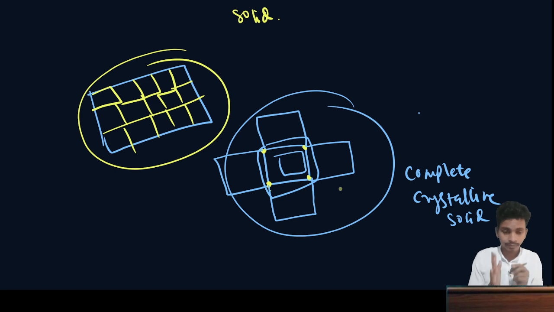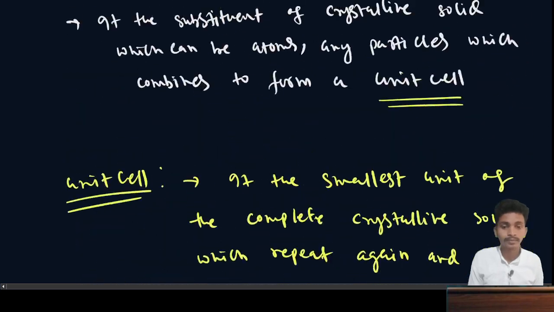Likewise, the unit cell is the smallest part. If we have unit cells and make more and more of them, and you join them in such a way that all the directions join one unit cell, then that will form a crystalline solid.